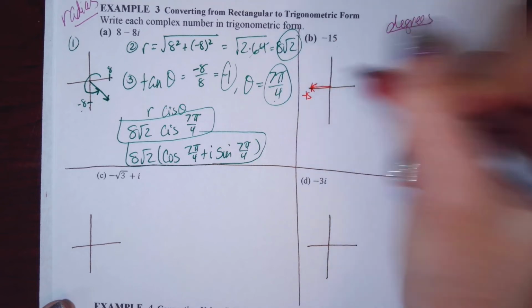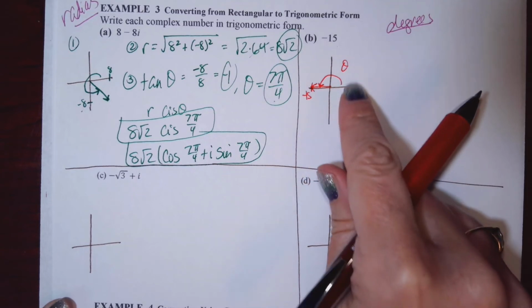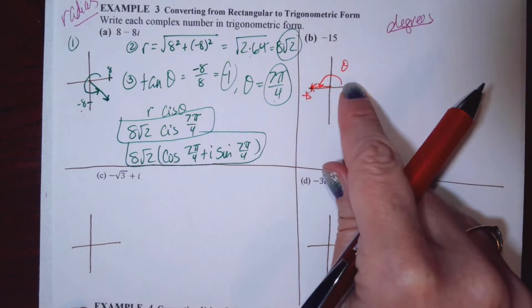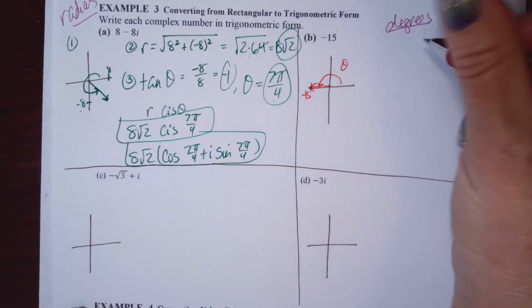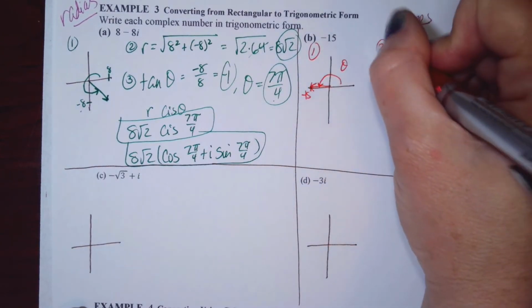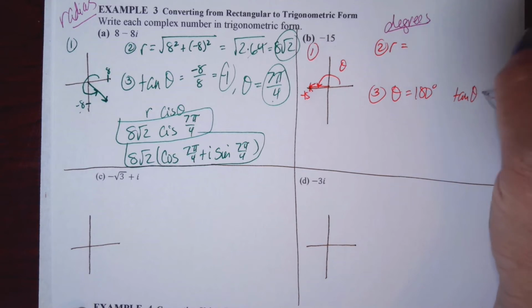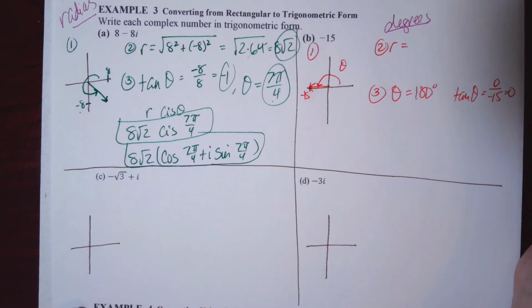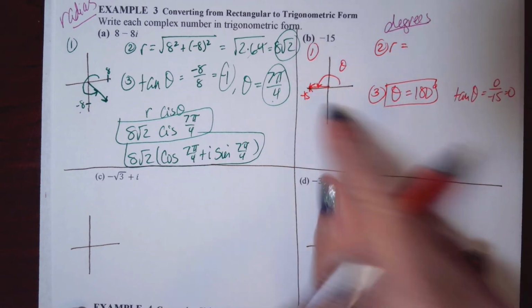So there's my vector representing this angle theta. And life just got a lot easier because I know exactly what angle theta that is. If I'm over here on the negative horizontal axis, I'm at 180 degrees. So I've done my sketch. I need to find r, but I just figured out that theta is 180 degrees. I could do tangent theta is 0 over negative 15, so that's going to be 0. But I don't have to because I know that theta is 180 degrees based on the location.